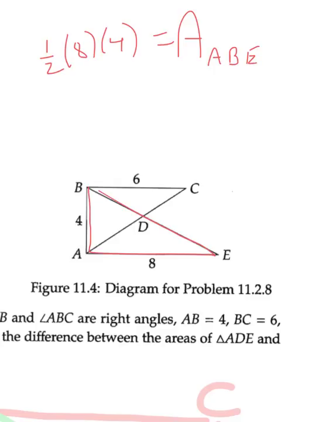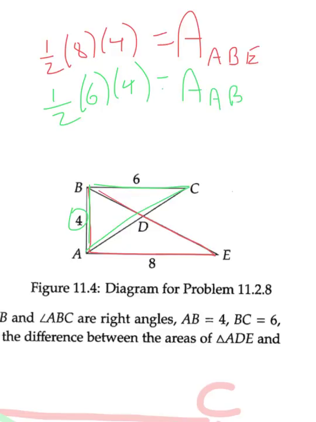Okay, and then if we look at the other triangle, ABC, what's the area of that? Well, it'll just be 1/2. Think of the base maybe as 6, and that is 4. And that'll be the area of the other triangle. That's the area of ABC.